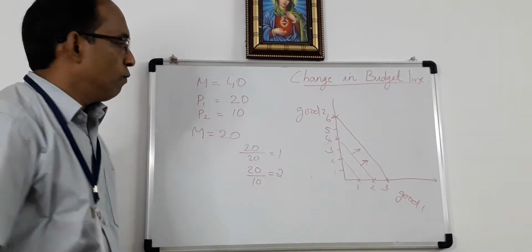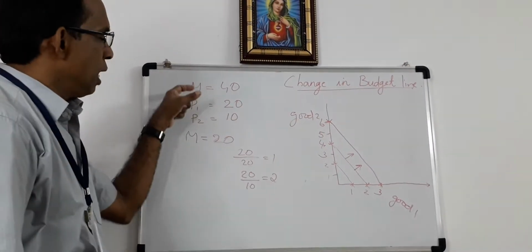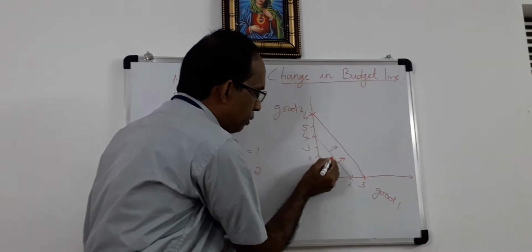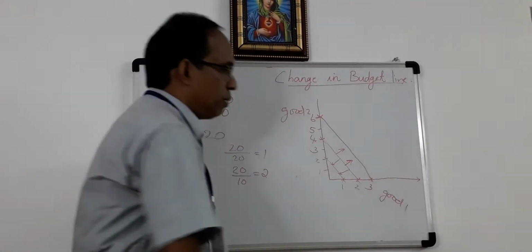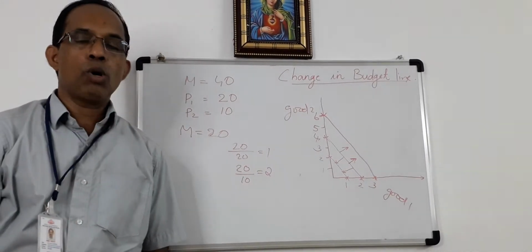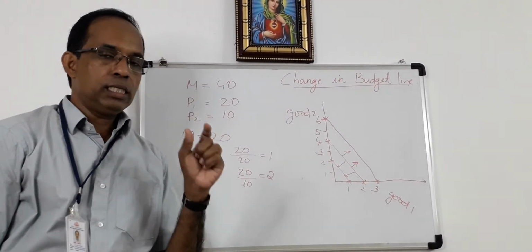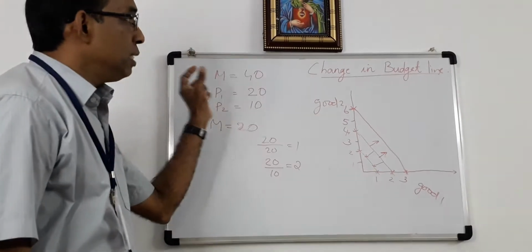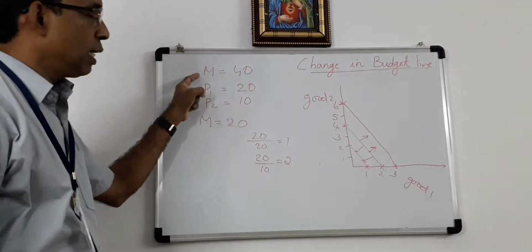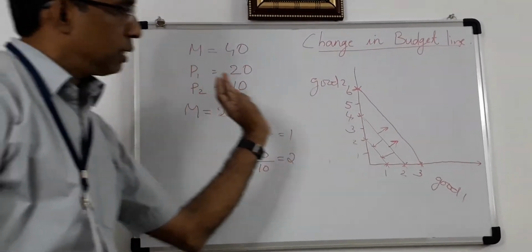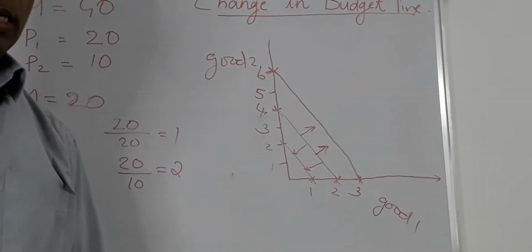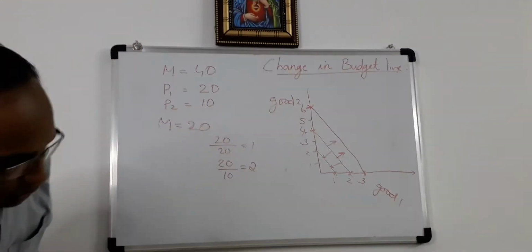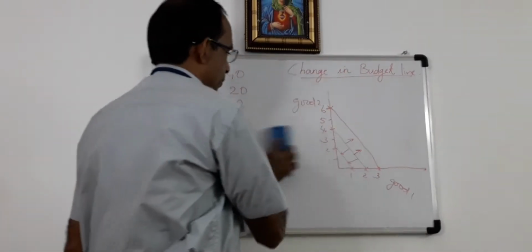That means when income alone decreases, the budget line shifts leftward or downward. That is the first reason for change in budget line. That means when income increases, budget line shifts rightward. When income decreases, budget line shifts leftward. Clear? Now let us see another reason for change in the budget line.